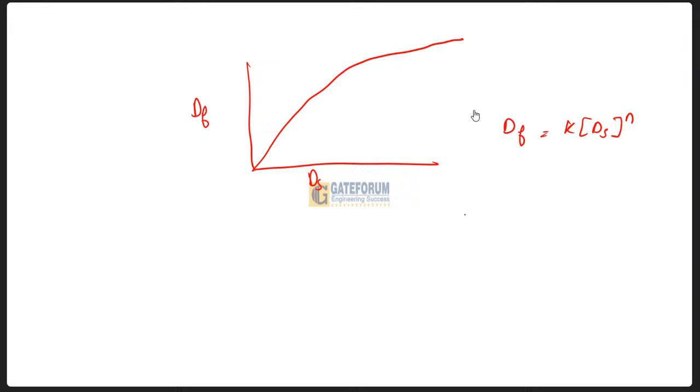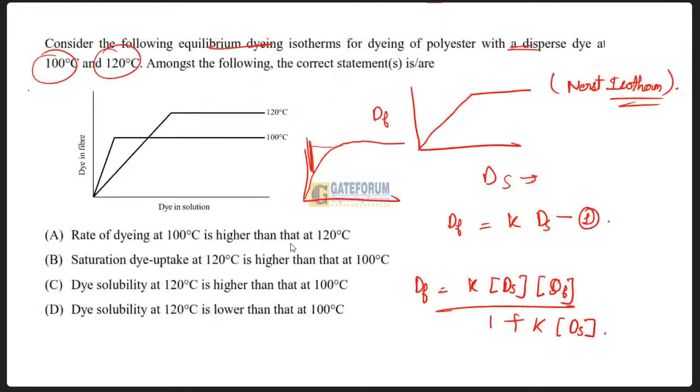What is the Freundlich isotherm? So these are three isotherms that you need to remember. The Nernst isotherm is for disperse dye and polyester. If the temperature is higher, the rate of dyeing is also higher. So at 120 degrees Celsius, the rate of dyeing must be higher as compared to 100 degrees Celsius.